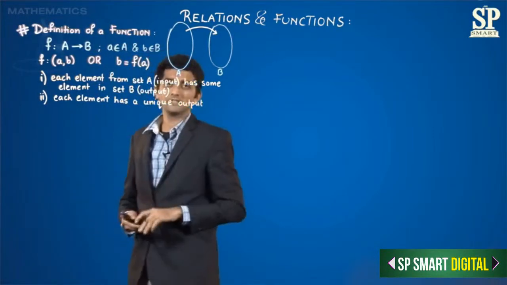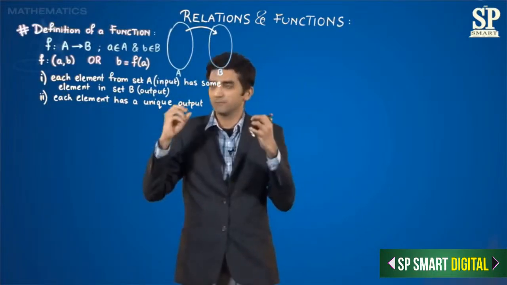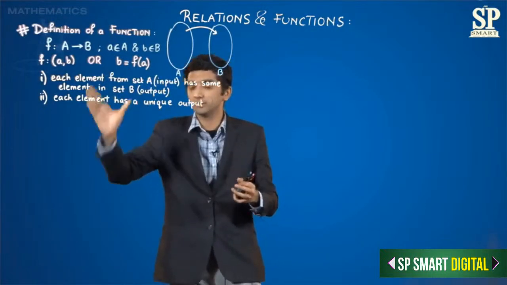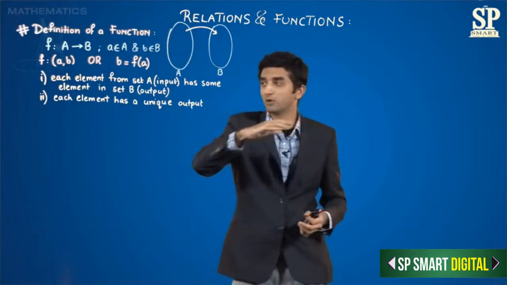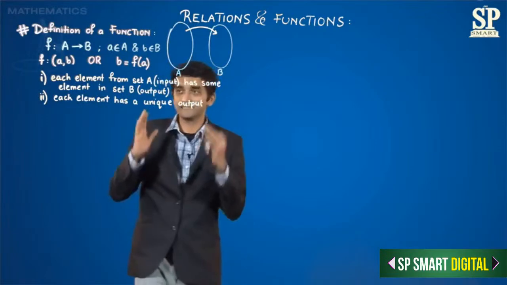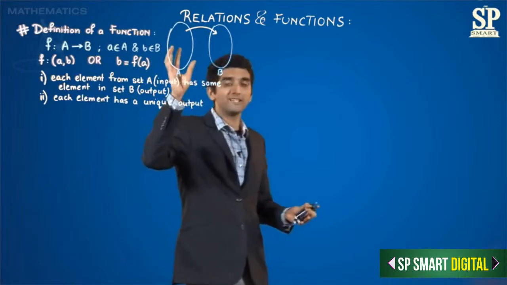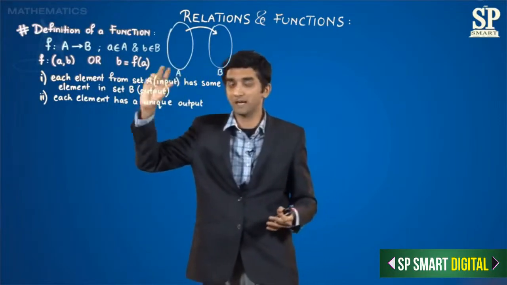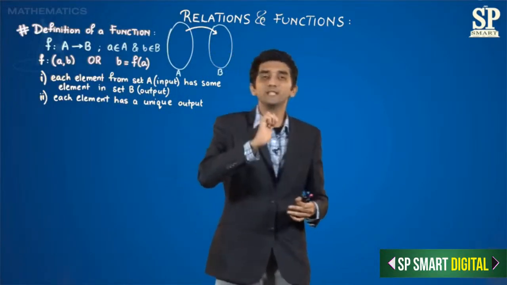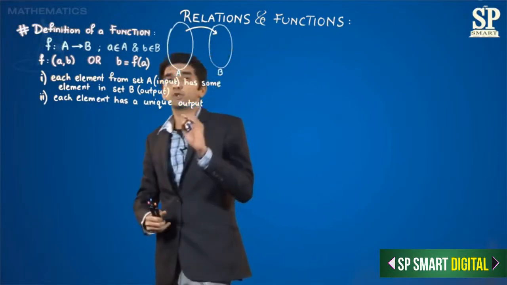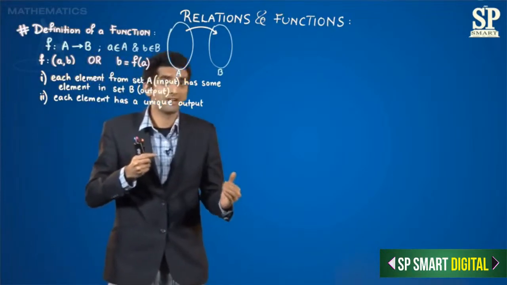The original definition that I said is actually a combination of both of them. The second statement has both the key ideas. The first one is that no element should be in set A which does not have an output. Statement 1 says that each element from set A has some element in set B, so there should not be any element which does not have an output. That is the first prime condition. The second, again very important, condition is that each element has a unique output. What it means is that there should not be even a single element in set A which has more than one output, right?